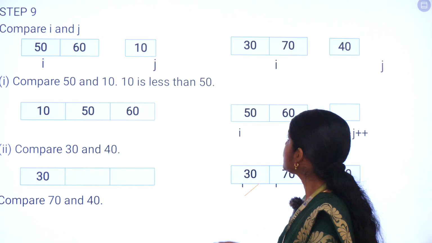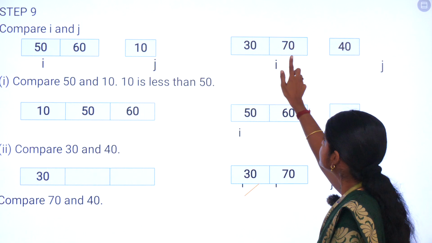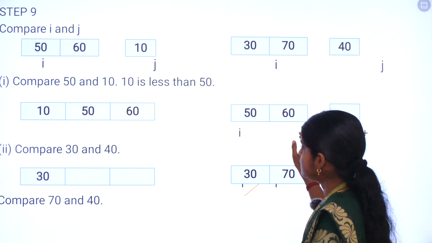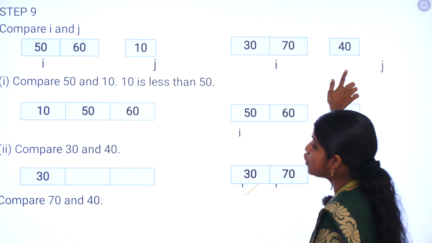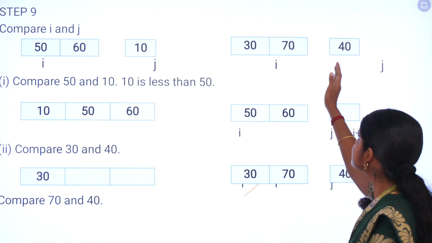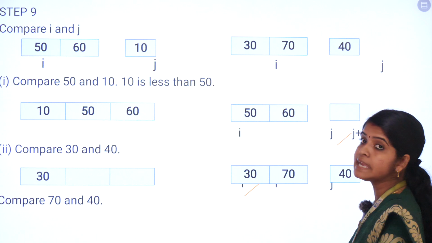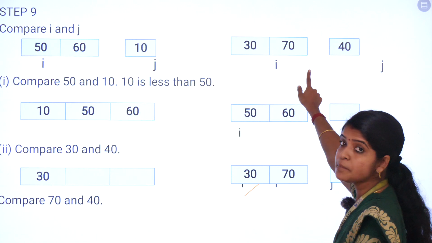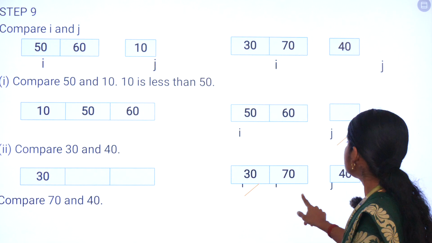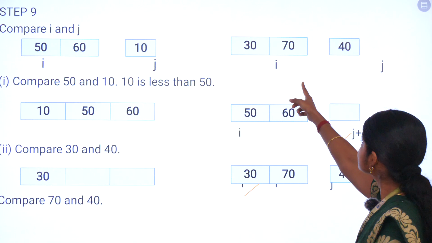After that we want to compare 30 and 40. So here 30 is less than 40. We want to store the element 30 in the new array. Then the I value will be incremented to the next position.